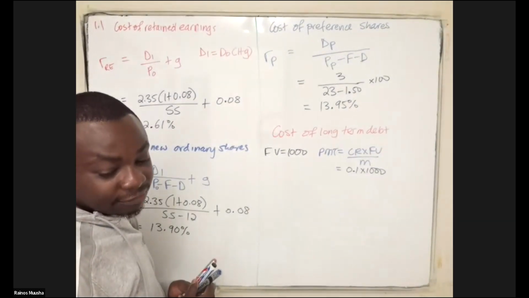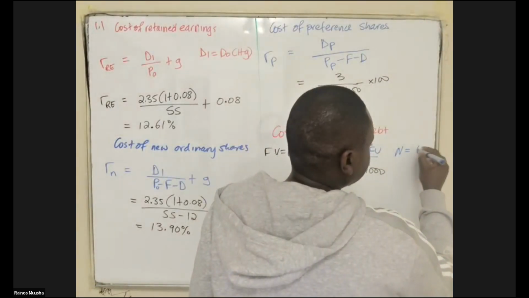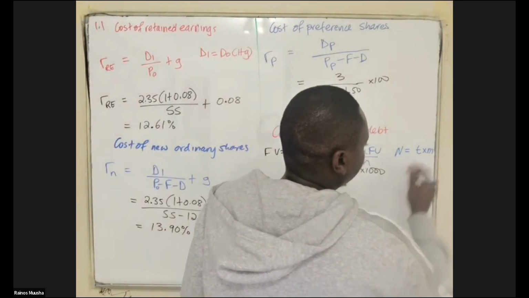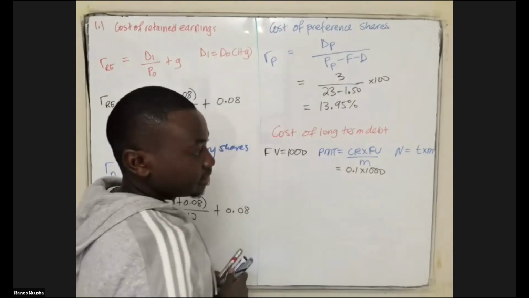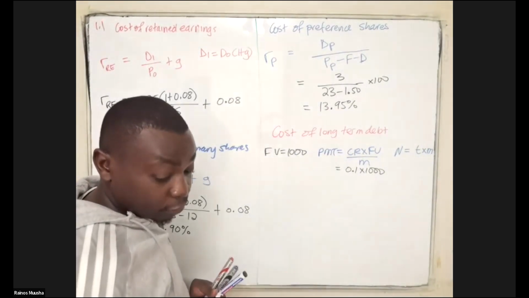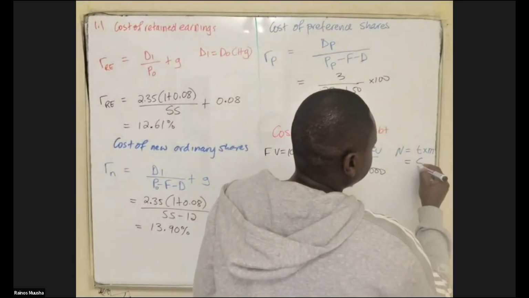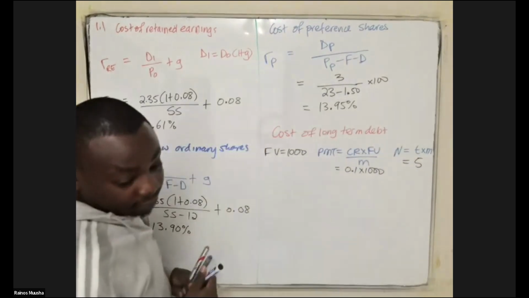Then they also tell us that it's a 5-year bond, and we know that N is given as T multiplied by M, where T is the number of years and M is the compounding frequency per year. So if you're compounding once a year, you don't have to account for that, which means that your N is going to be equal to 5.